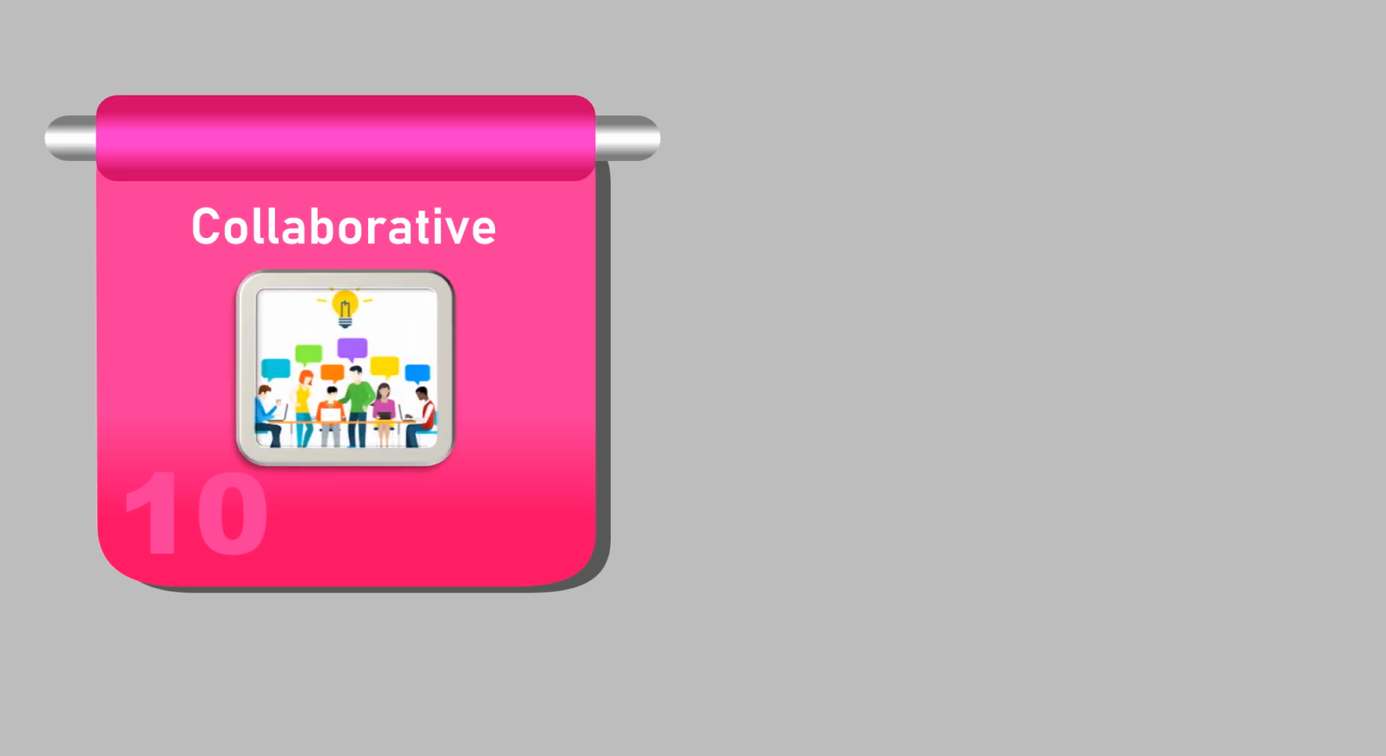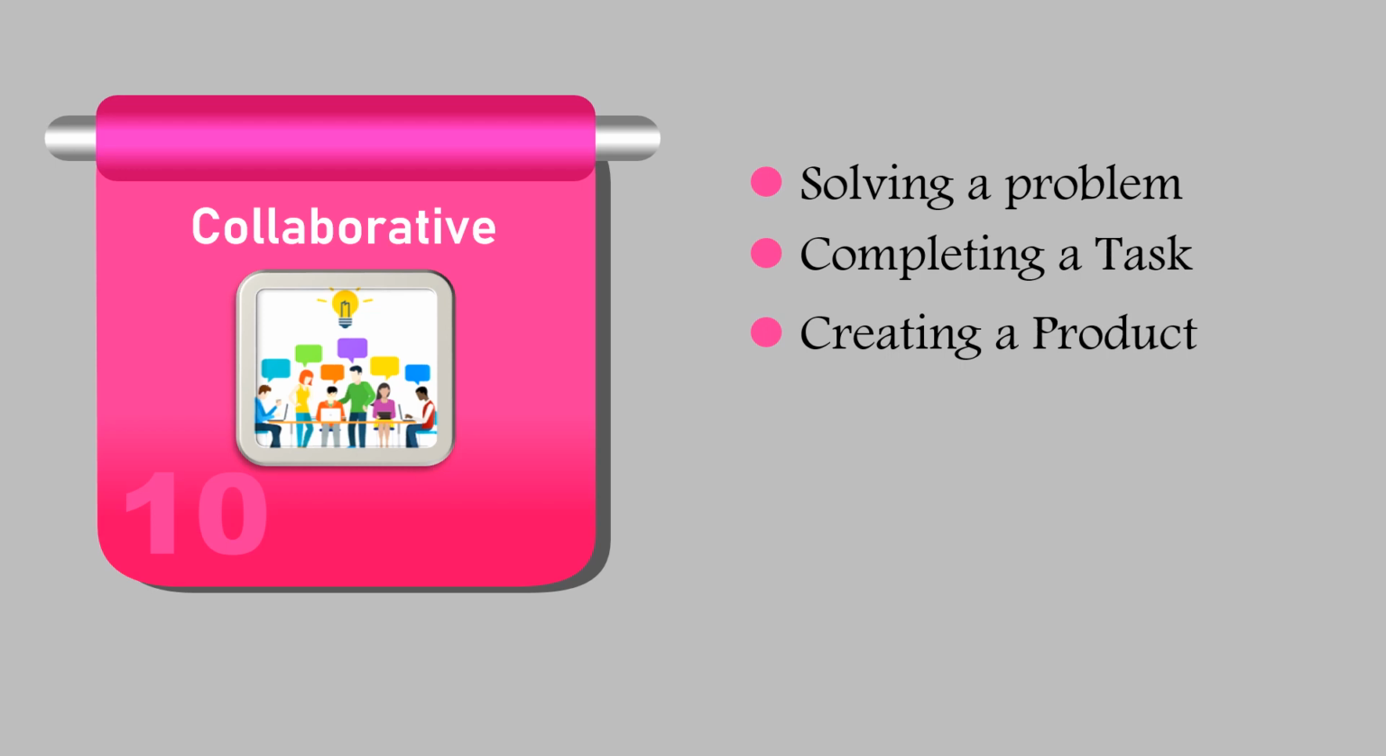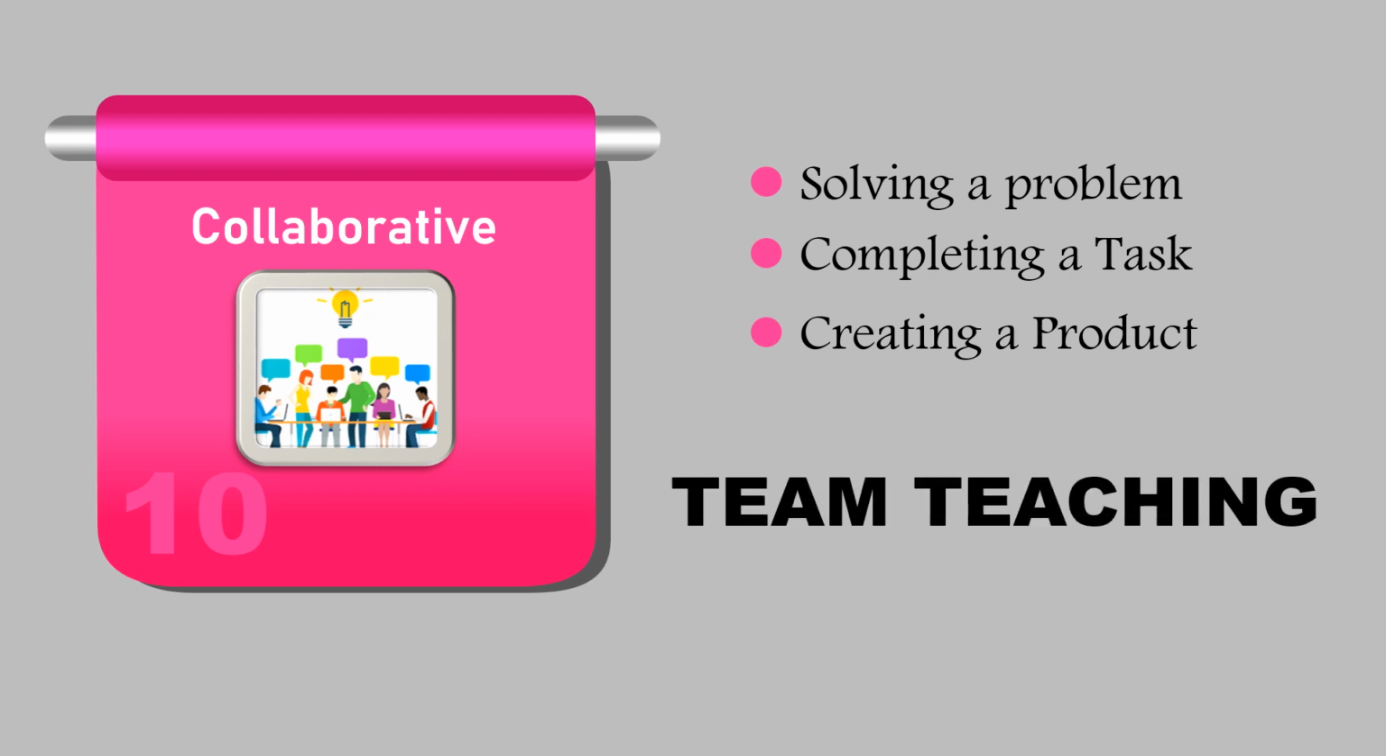Number 10 is collaborative. As the word collaborative suggests, this teaching approach involves groups of students or teachers and students working together to learn together by solving a problem, completing a task, or creating a product. It may be a collaboration of two to make a dyad or a triad or a tetrad or a group. This may also include teachers teaching in collaboration with other teachers, like team teaching.